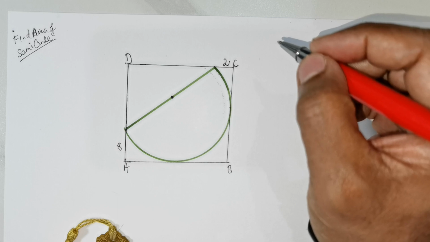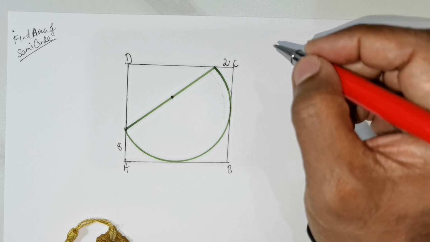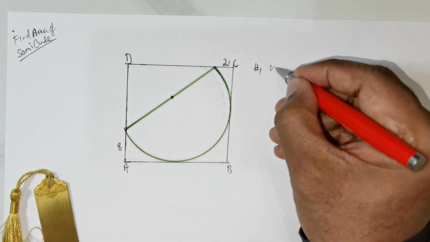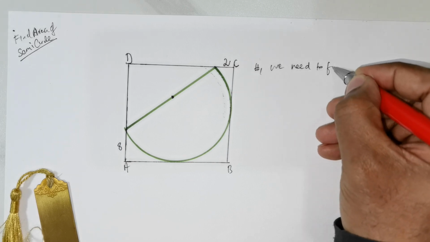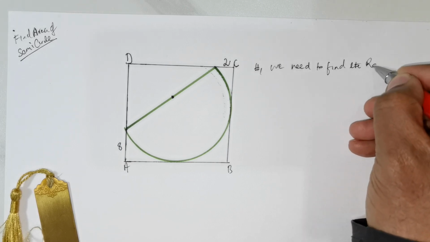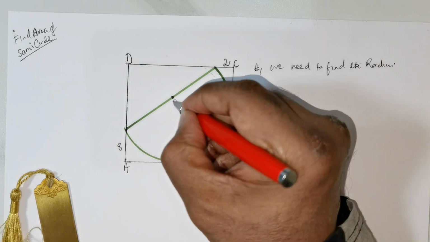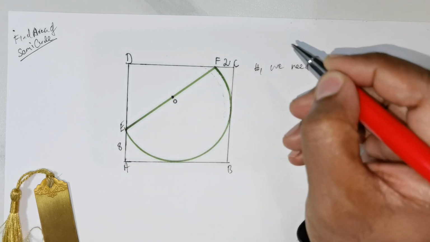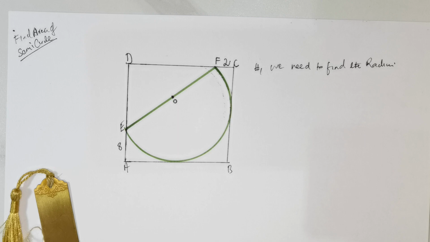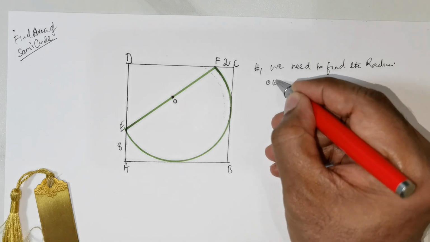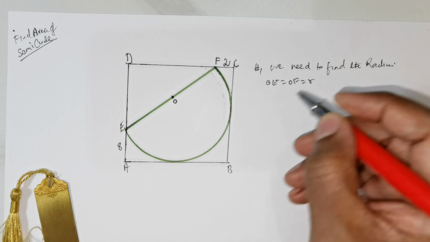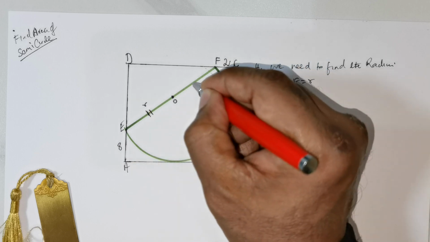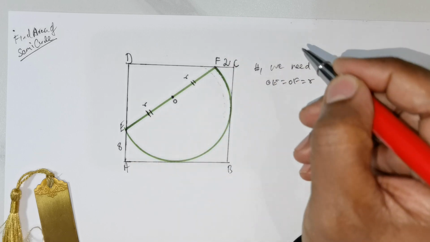So we are expected to find the area. For that, step number 1, we need to find the radius. So I'm going to take this point as O and this point as E, this point is F. So clearly OE is equal to OF is equal to R. So if I were to take this distance as R, this will also be equal to R.